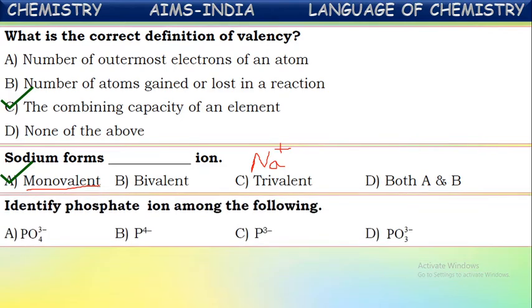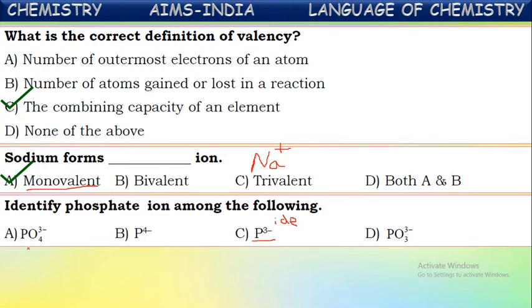Next, identify phosphate ion among the following. Observe here which is phosphate ion. This is a phosphide ion. If the ion is formed by a single non-metal element, then for those elements the ending will be ide: phosphide, nitride, fluoride, oxide. These are the ions formed by a single element.